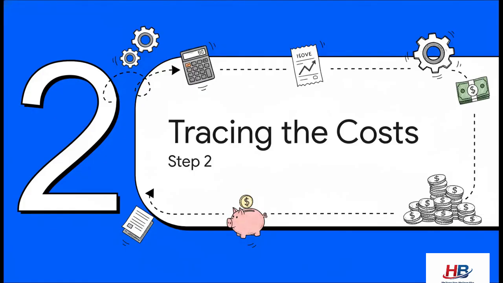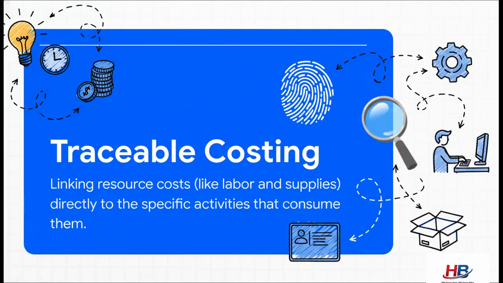Okay, so we've got our list of activities. The next logical question is, what does each of those things actually cost? So let's move on to step 2, which is all about tracing those costs. We call this traceable costing, and it's kind of like being a cost detective. You're taking those big general costs, like your monthly electricity bill or an employee's salary, and you're drawing a direct line from that cost to the specific activity that used it up.